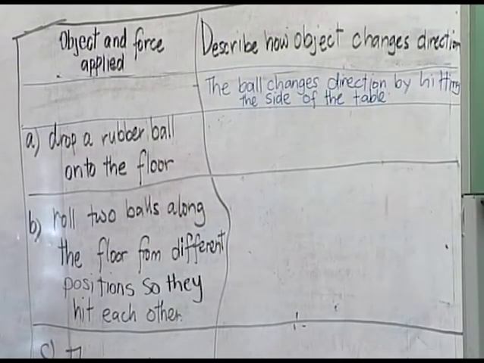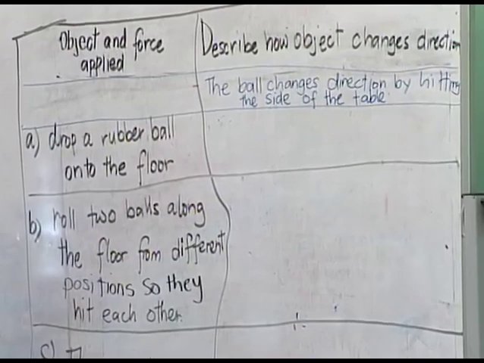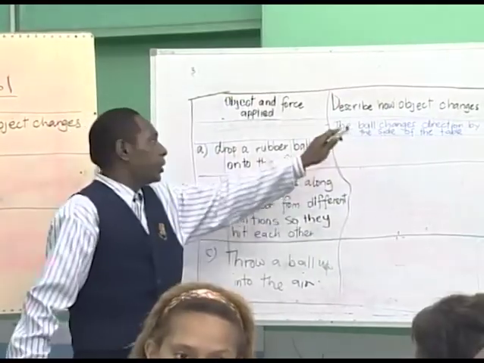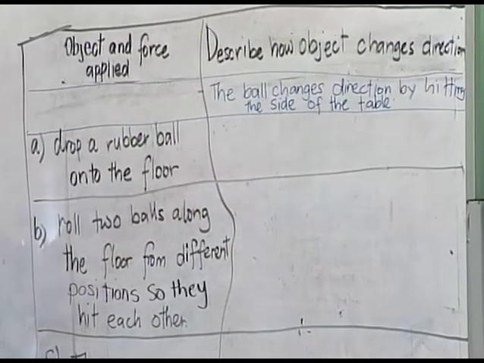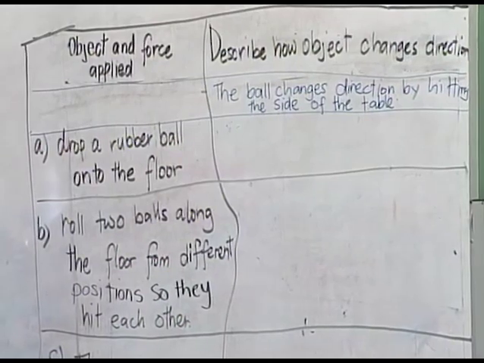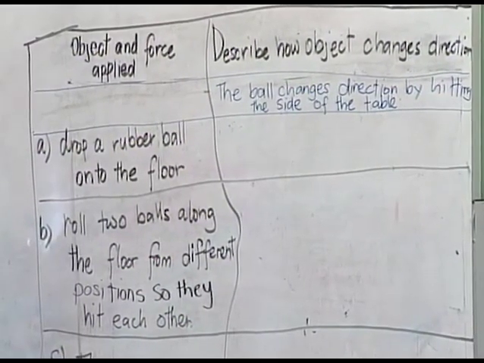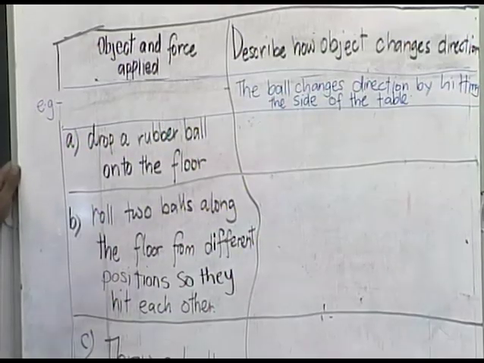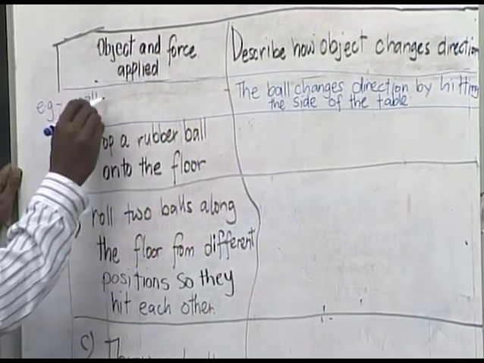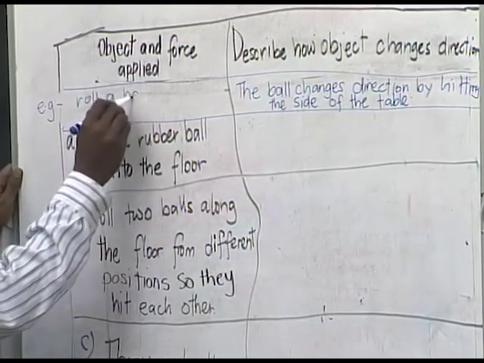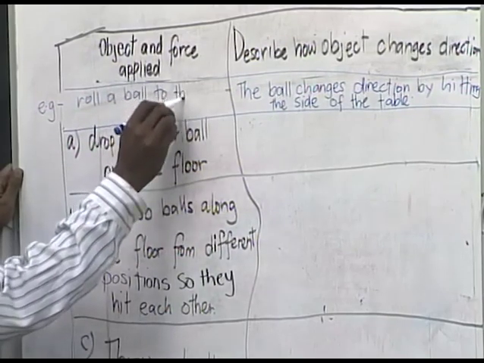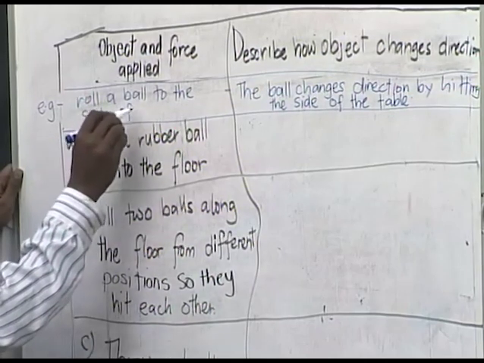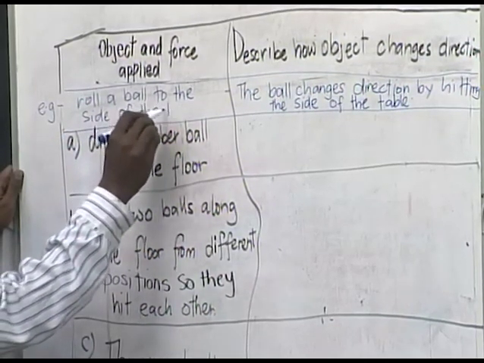Right, what did I do? Receiving students and class, what did I actually do? Minol described how the direction was changed. What did I do with the object and the force applied? Roll the ball to the side of the table. Roll the ball to the side of the table.